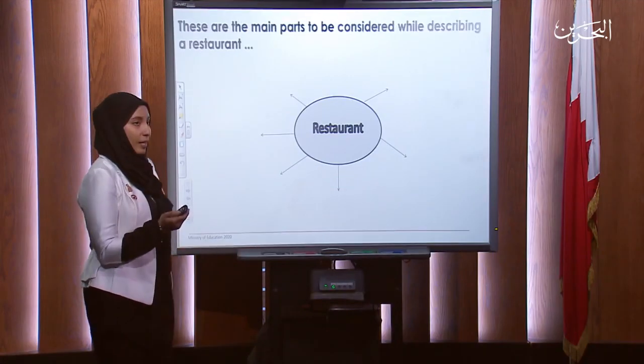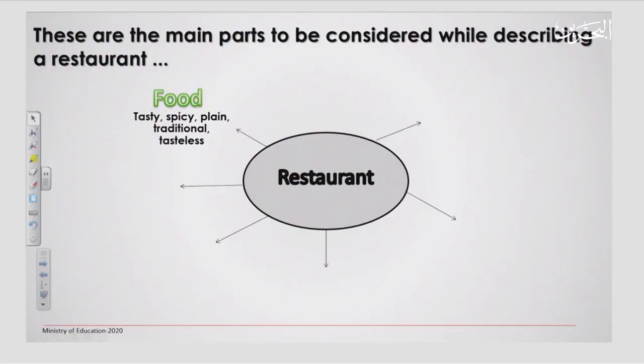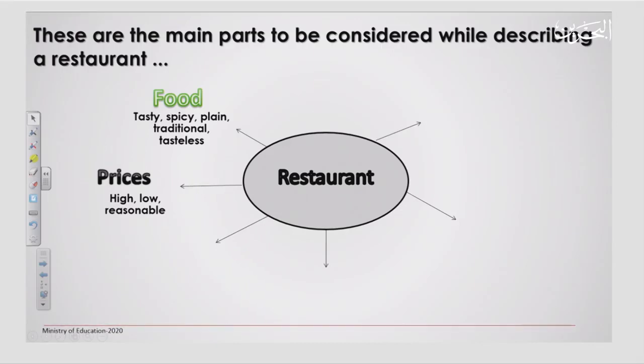Okay, time is up. Let's see, if I was in your place while reviewing a restaurant, the first thing I will be tackling is food. The very first thing is the food: is it tasty, spicy, is it traditional? Along with the food, the price. The second thing I will be asking about after knowing that the food is traditional or good or spicy is how about the price? Is it a reasonable price or are the prices high?